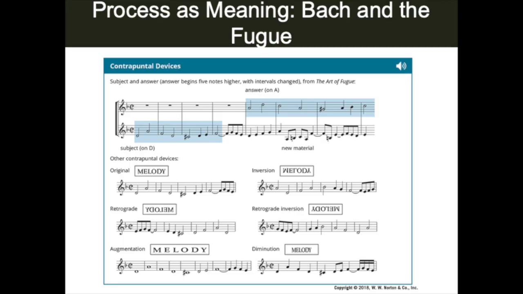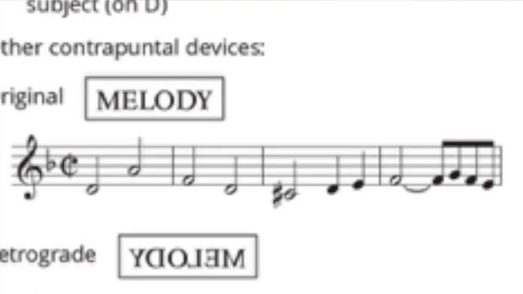And here we have those contrapuntal devices. The subject and answer: the answer begins five notes higher, so a fifth away. So the intervals have changed. The subject starts on D, and then the answer starts on A. So now we have the melody.